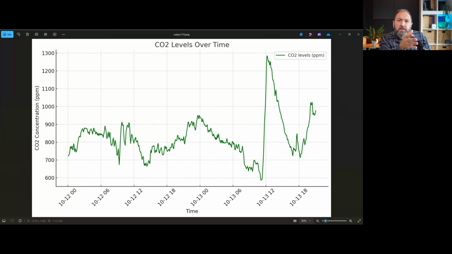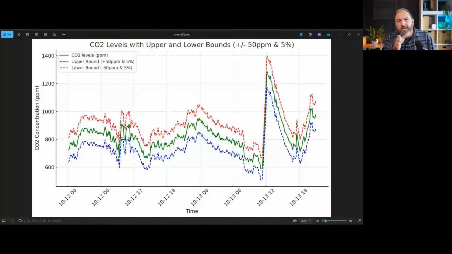So if we take the data from this graph and overlay the plus or minus accuracy of that device, we get a very different picture. Here's that same graph, the green line showing CO2 rising and falling typically around the 800 parts per million level and spiking up to as high as 12 or 1300 parts per million at one point during the day. But now the red and blue line represent the upper and lower bounds of the accuracy of that device.